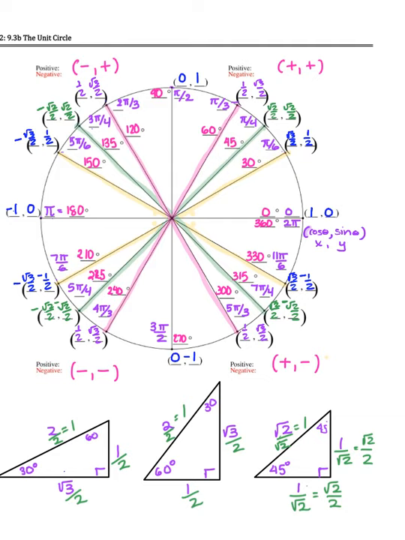And then we have to go back and put in our signs. First quadrant, all positive. Second quadrant, x is negative. Third, they're both negative. Fourth quadrant, only the y value is negative. Look at that beautiful unit circle completely filled in.